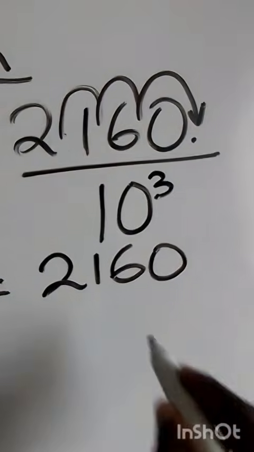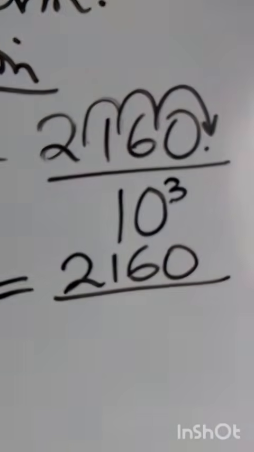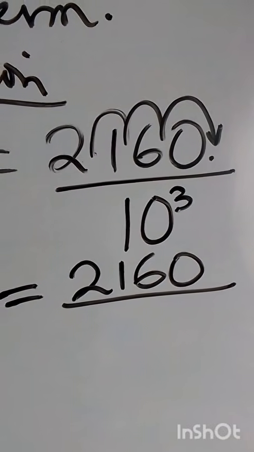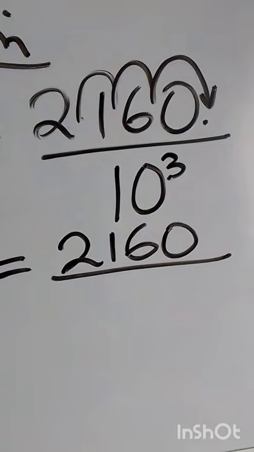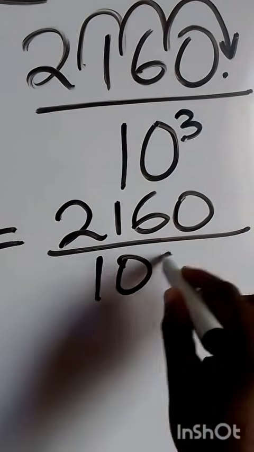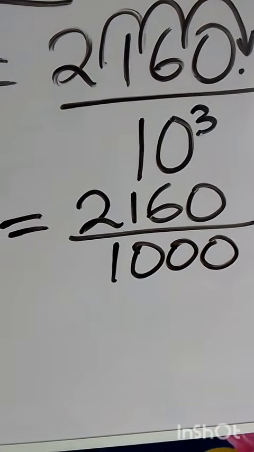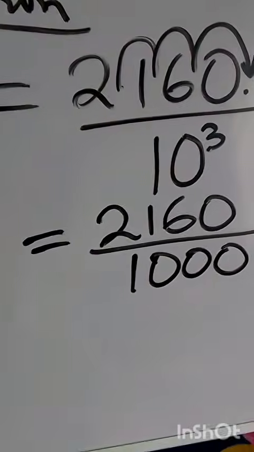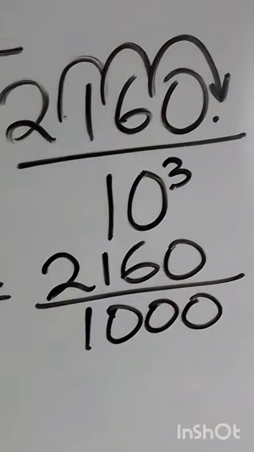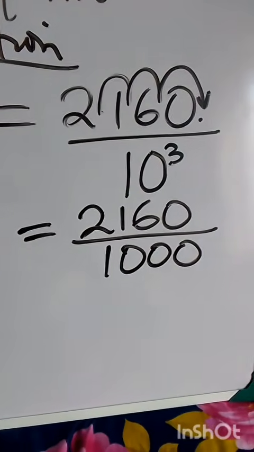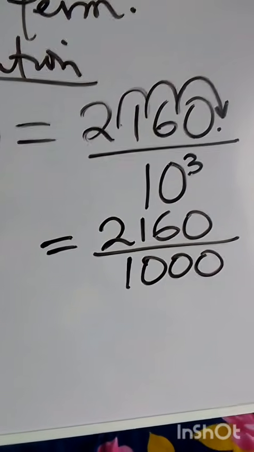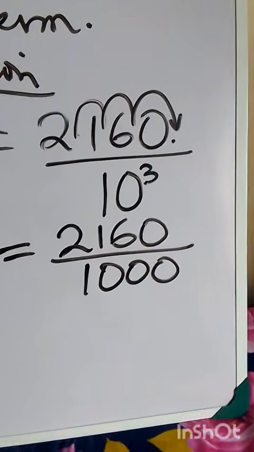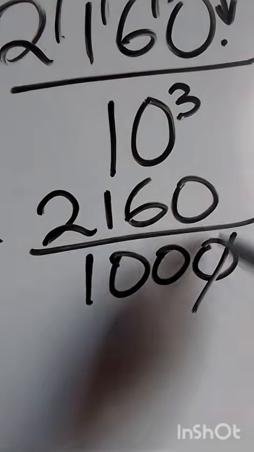The next thing we are going to do is to write the whole number we have now over the power of 10 that has 3 as its power. That should be 1000. 1000 has 3 zeros. 10 raised to power 3 is 10 times 10 times 10, which is 1000. If it's 10 raised to power 1, it is 10. If it's 10 raised to power 2, it's 10 times 10, which is 100. So quickly, we are going to cancel out the zeros.